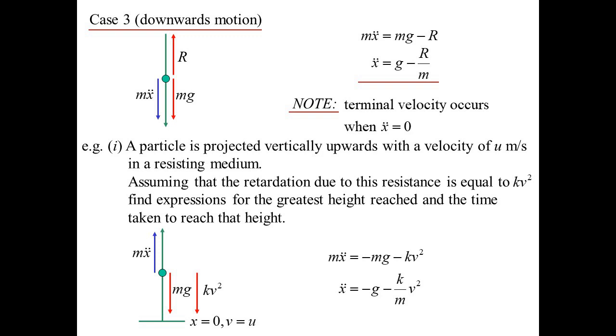Now we want to find two things here. One's the greatest height and the other is time. So let's do the first bit, greatest height. So we want to link displacement and velocity together. So v dv/dx, make it all one fraction on the right hand side. I can now play around with it, separate the variables, and we end up with the integral of dx is minus m, I pulled that out as a constant, v dv on mg plus kv squared.